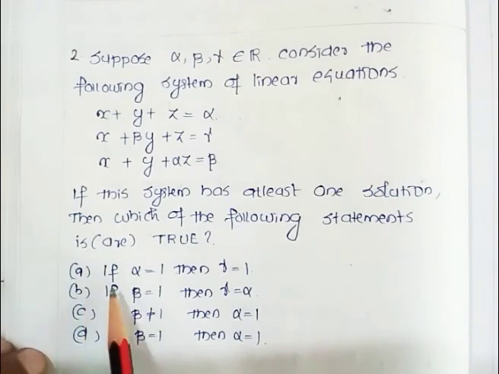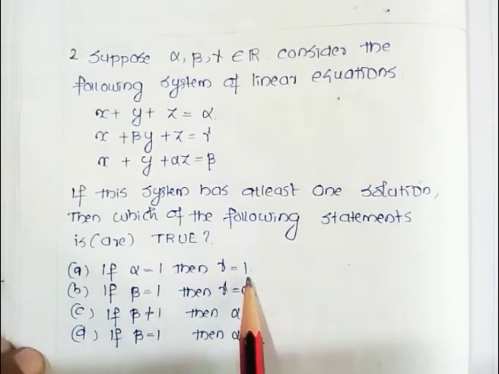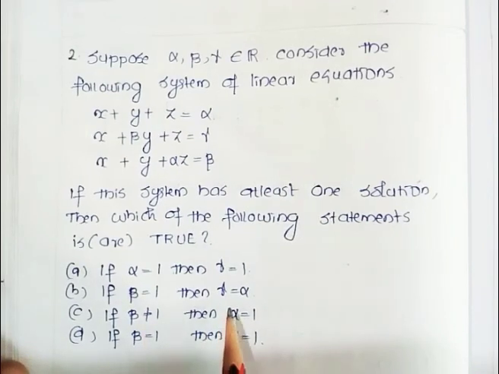So option A, if alpha is equal to 1, then gamma is equal to 1. And option B, if beta is equal to 1, then gamma is equal to alpha. And option C, if beta is equal to 1, then alpha is equal to 1. And option D, if beta is equal to 1, then alpha is equal to 1.